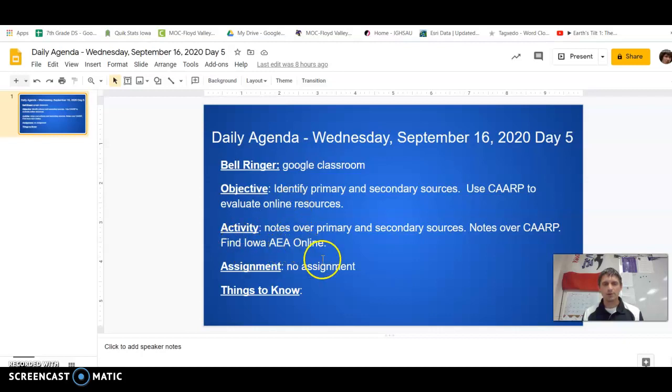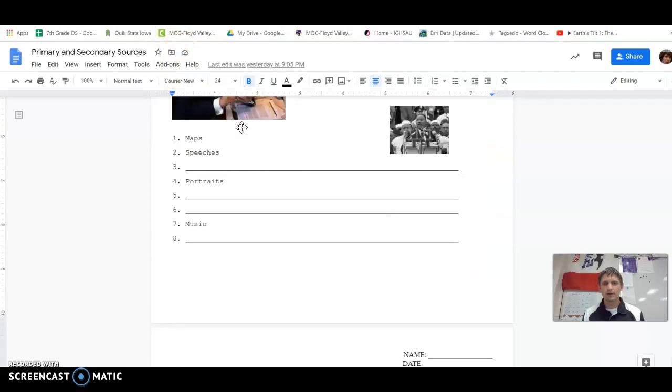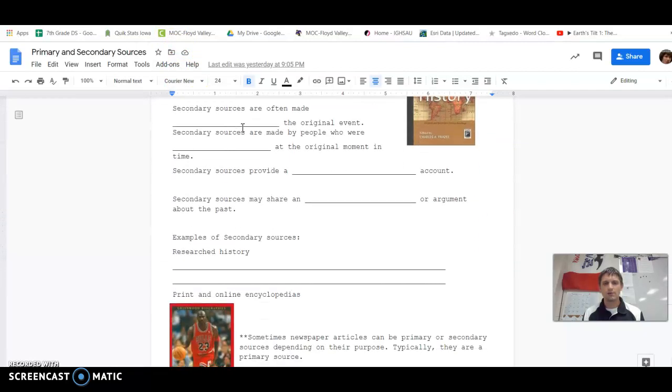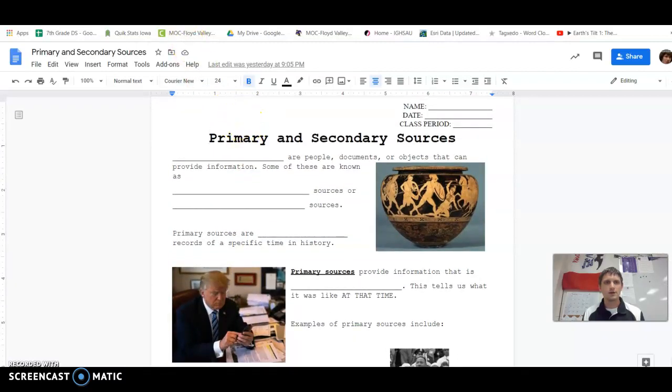So this is what we completed today. There was not an assignment, but there were notes that we took in class, and those should be in your classroom. They're fill-in-the-blank notes. They'll look like this. This is the first fill-in-the-blank note that we went through for primary and secondary sources of information.